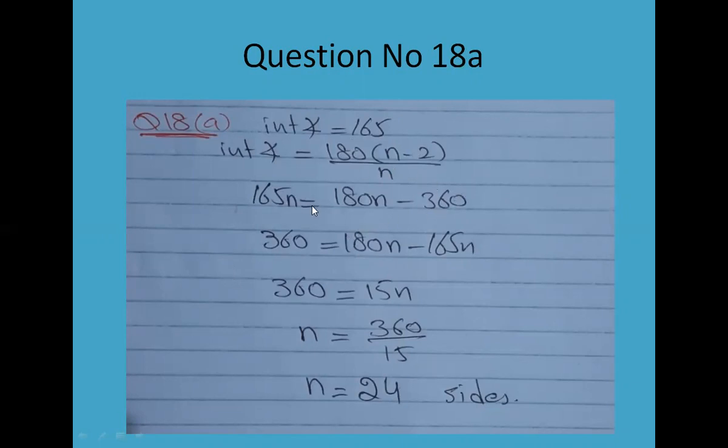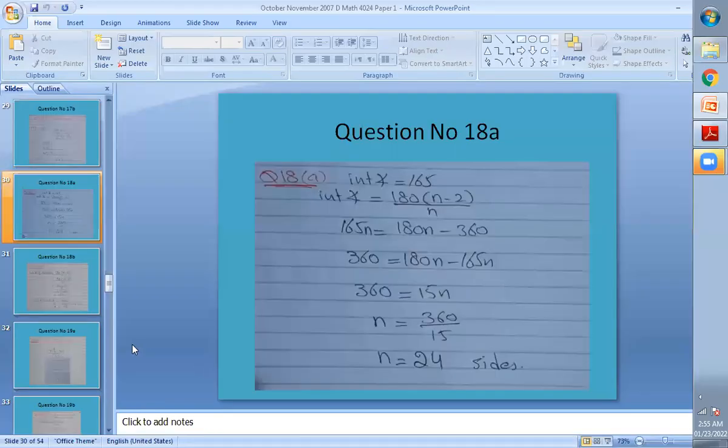So you take this 360 to this side, 165 n to this side. So you will have 180 n minus 165 n, and that will be 15 n. So this 15 is multiplying here, it will go to the other side, it will divide. So you will have n equals 360 divided by 15. So it will be 24. So the number of sides of this regular polygon, whose each interior angle is 165, will be 24 sides. Hopefully you understand.